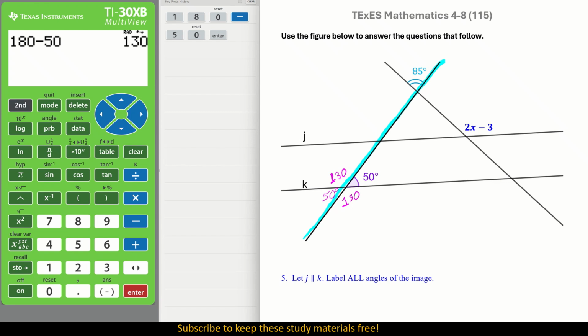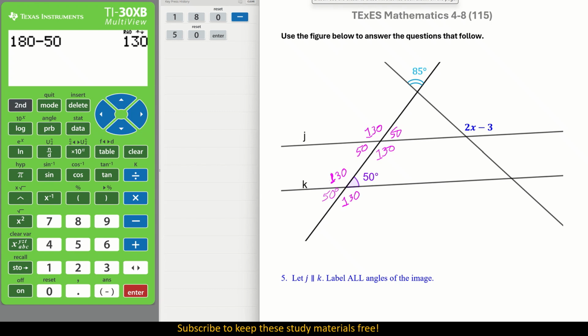So I know that because J and K are parallel, if we have 130 here, then we have 130 here, and again 130 there. And then I know that we have 50 here, and I know that we have 50 here. Now, be very careful with this because you cannot translate these degree measures over to the other transversal. That is not valid, okay?